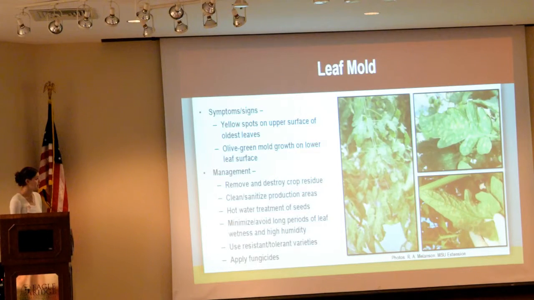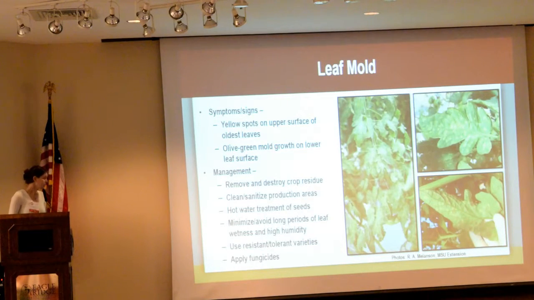Signs and symptoms, I visited an operation last year, and this was just a sample picture. Leaf mold was present on much of his tomato crop. On the top of the leaves, or the upper surfaces of the oldest leaves, you have the yellow spots like this. And if you flip those leaves over, you have an olive green mold growth.